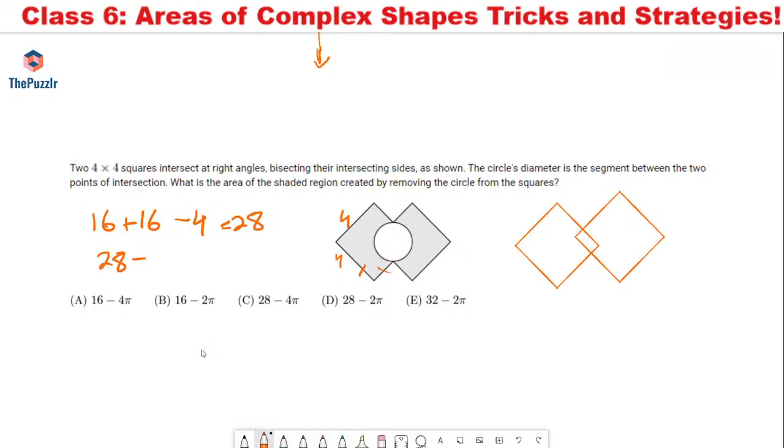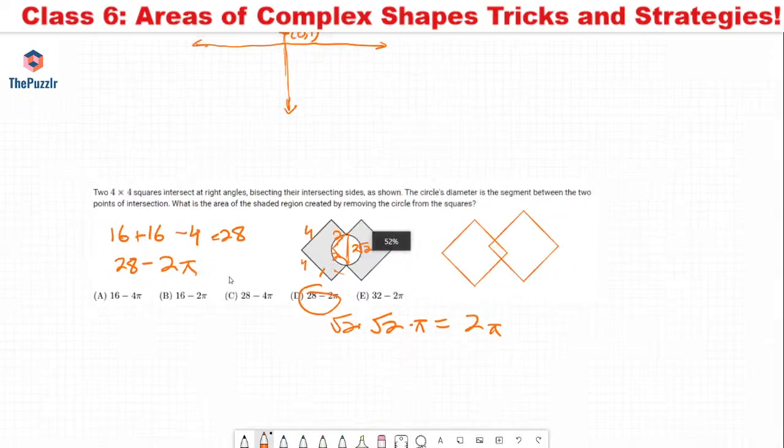If you look at this 2 by 2 square, you'll see that the diameter, so this is 2, this is 2. The diameter can be found using the Pythagorean theorem, which is 2 root 2, so the radius is root 2. Root 2 squared times pi gives us 2 pi. We don't want that 2 pi circle, right? So we're doing the extra square, and our answer is 28 minus 2 pi.